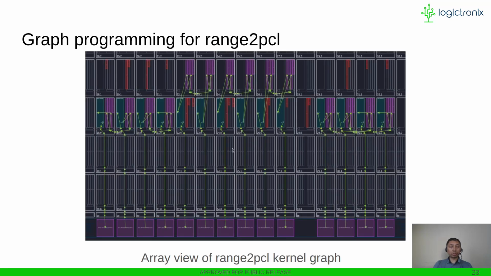Next, also after a build, you will get the array view of the graph. So this view will give you the actual location, where your tiles are running, where your processor and your buffer memory are located. This will give you the rough tile utilization, how many tiles are occupied, and the location of your graph in the AI engine tiles.